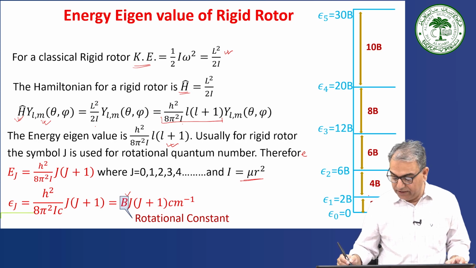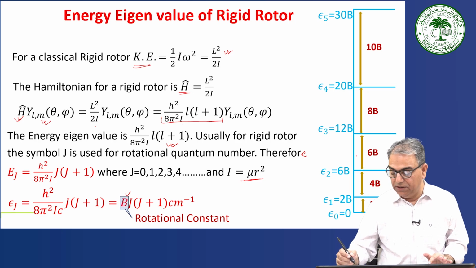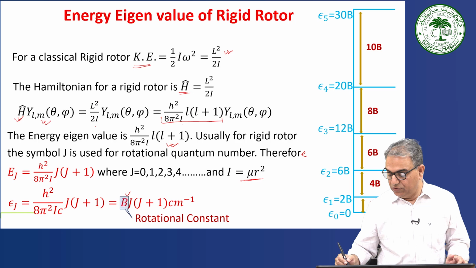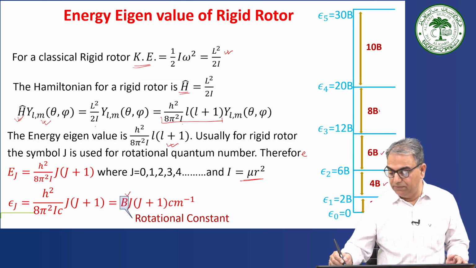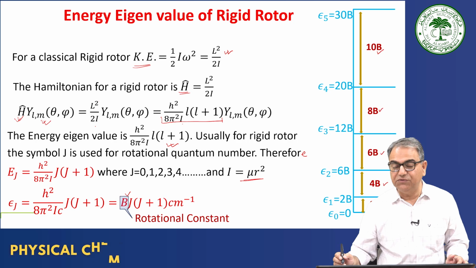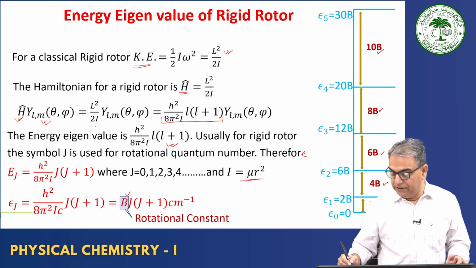Then E1 is 2B, E2 is 6B, E3 is 12B, E4 is 20B and so on. So what you see, the separation is 2B, 4B, 6B, 8B and 10B. That's why a transition from this to this will give you a line of 2B, a transition from this to this will give you a line of 4B, and a transition from this to this will give you a line of 6B, it is 12B minus 6B, so 6B.